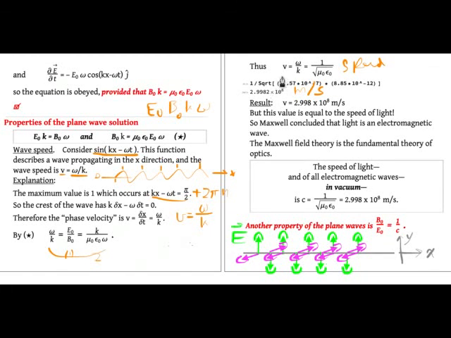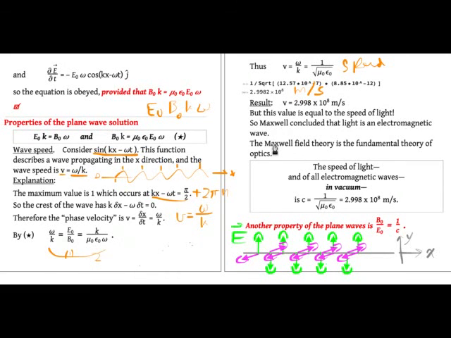Now, Maxwell did this very same calculation. And Maxwell recognized that this number is the speed of light in vacuum, something that had been measured long before Maxwell. So he said, look, I take my theory, I have electromagnetic waves, I calculate the speed of those waves, and just coincidentally, it happens to be equal to the speed of light. I don't think it's a coincidence. So Maxwell concluded that light must be an electromagnetic wave.